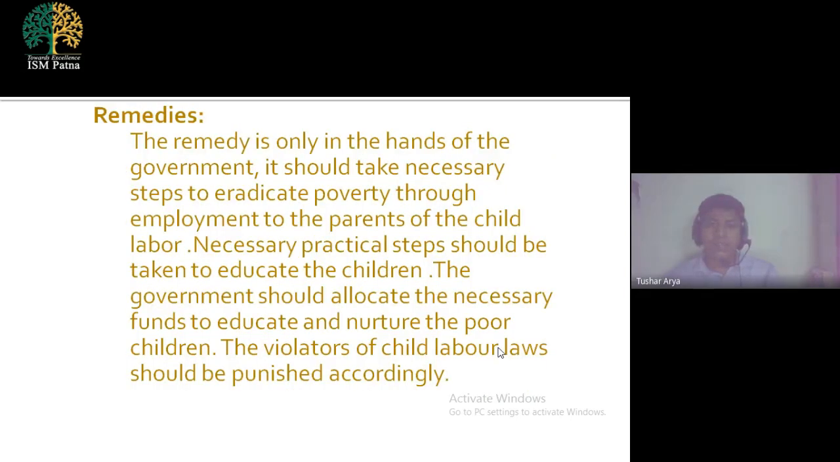Okay, so what are the remedies? As I told you, poverty is the parent problem, and when it is removed, the sister problems will also be removed automatically. The parent problem is poverty. The poverty will be removed, the people will get employment, the people will be literate. Automatically, it will also eradicate the child labor problem.